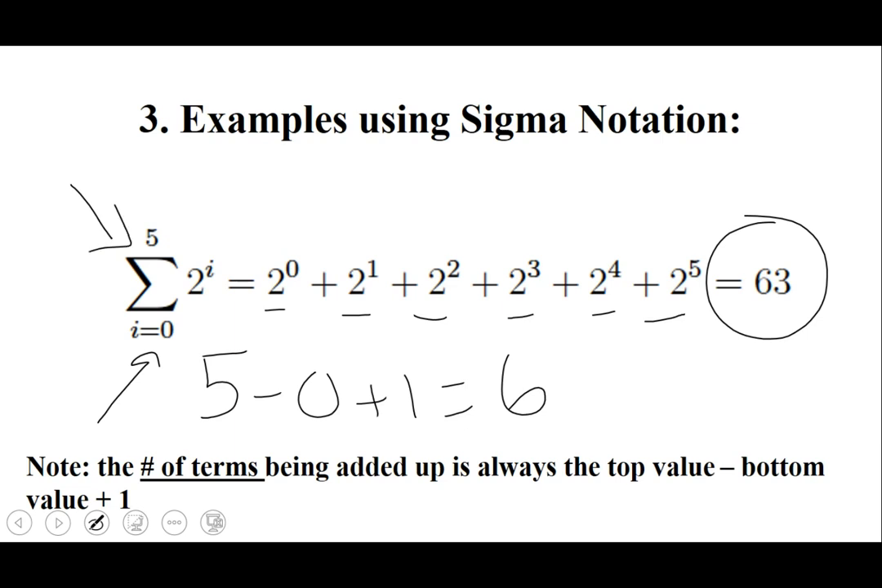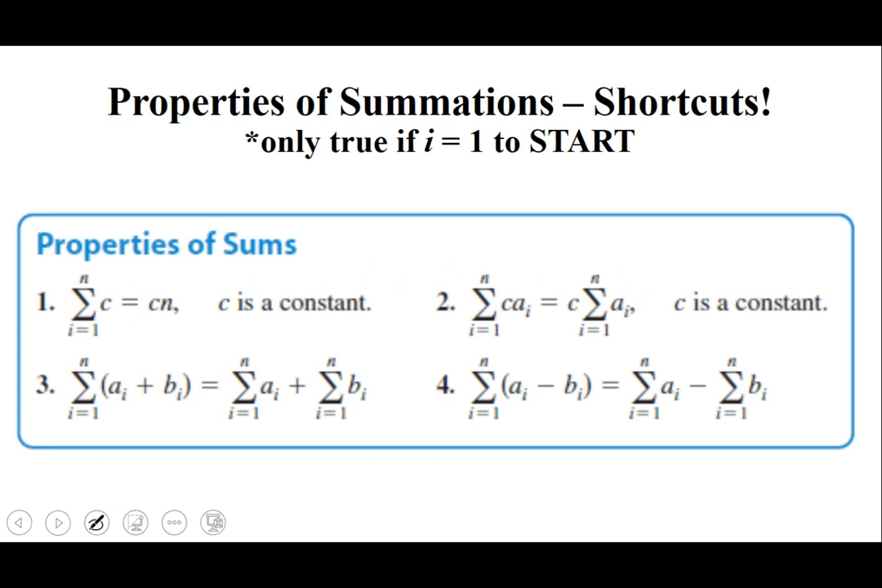That is a fine strategy most of the time, particularly in the cases where you're only adding up a handful of things. Let's say that I was asking you to add up 100 different terms or 1,000 different terms. Obviously, that would be kind of silly to write them all out. So there are some shortcuts and some formulas that we're going to go over, starting with the next slide here.